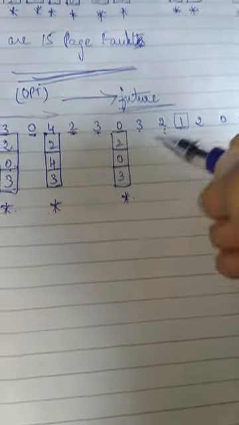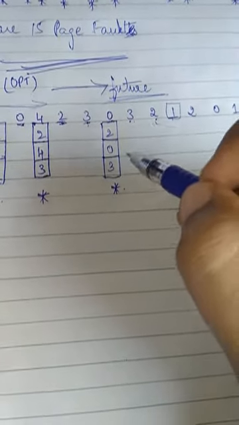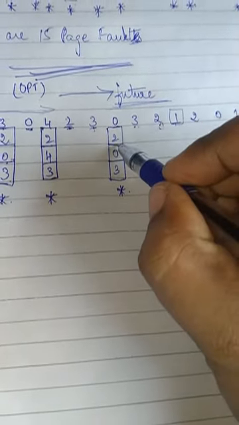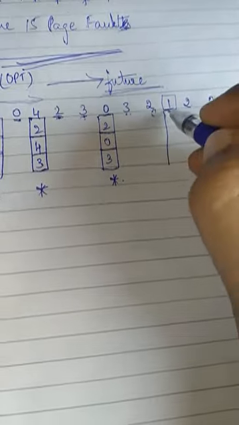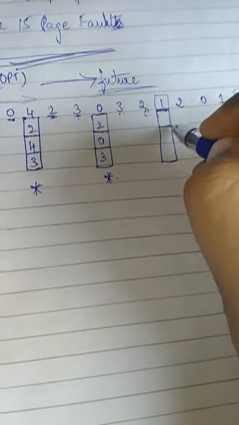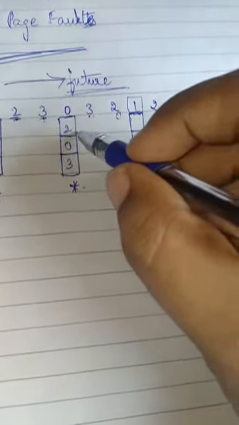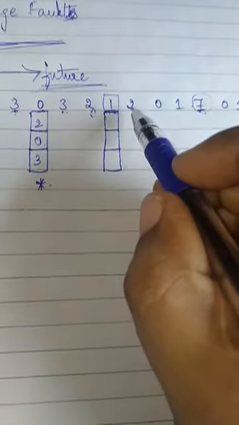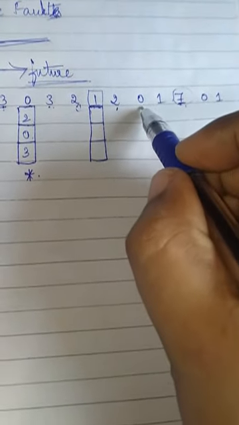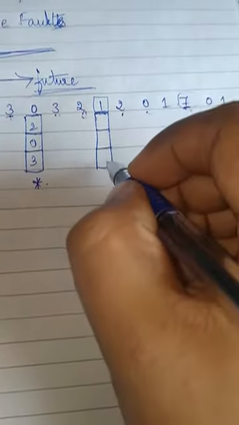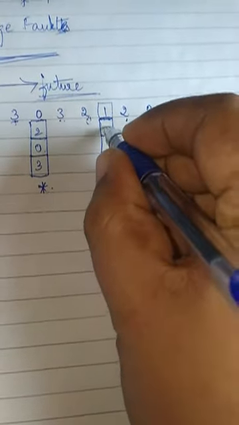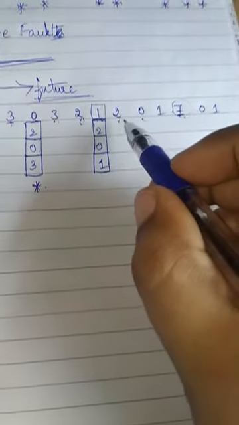Again a page fault. 3 is already there, not a page fault. 2 is already there, not a page fault. 1 is not there, therefore it is a page fault. Find a suitable page to replace. Out of 2, 0, 3, 2 is used immediately, 0 is used after this, 3 is not there at all in the list, so it is the best page to replace. So it will be 2, 0, 1.